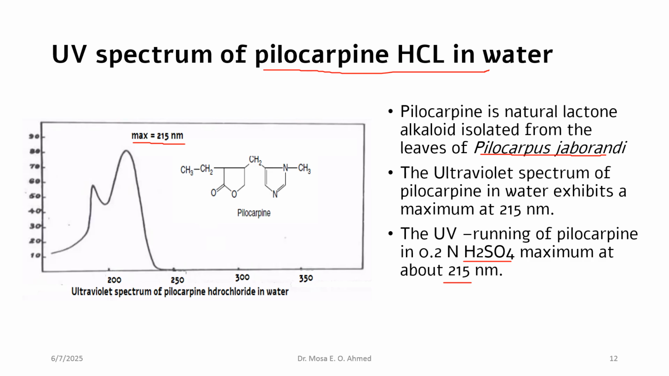So in order to determine the spectrum or the functional group present in a natural compound, we perform UV spectroscopy in two solvents. In the case of pilocarpine hydrochloride, we check its lambda max in water and also in sulfuric acid, to confirm that the presence of the functional group or chromophore can be confirmed by using two solvents.